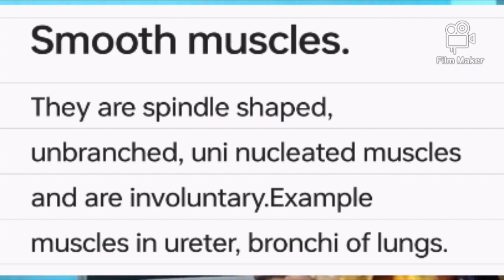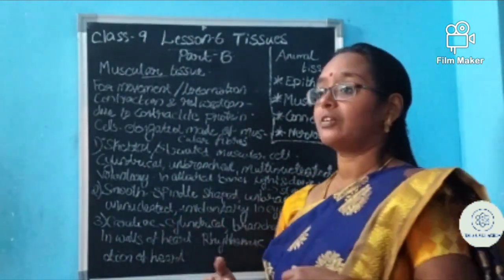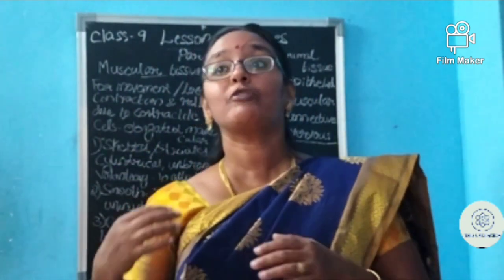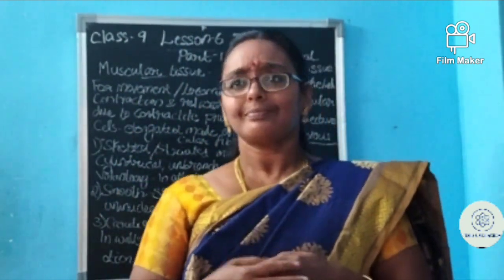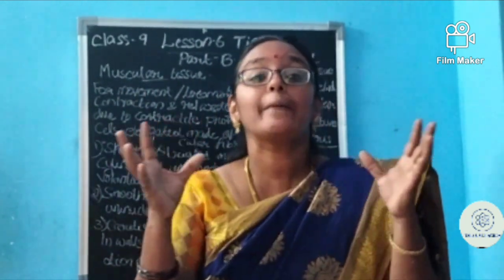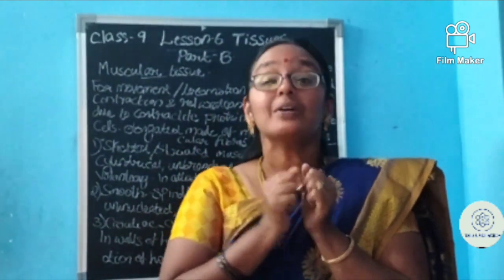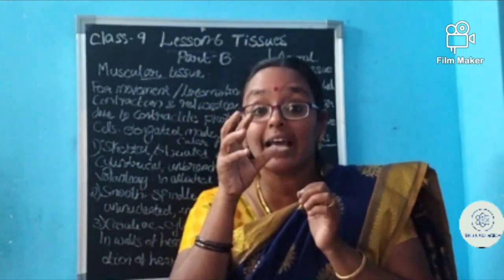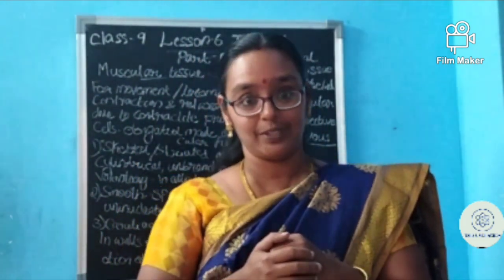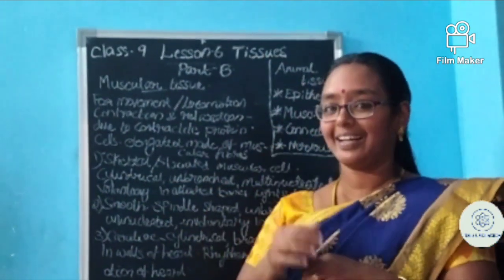So what are the specialties? One, it is spindle shaped, unbranched, and also uninucleated. There we have seen it is multinucleated; here it is uninucleated and involuntary. For example, when we come from light into darkness, you will not be able to see anything properly, right? So your pupils will adjust. This contraction and relaxation of the iris is not under your control. Is it in your control? No. These are controlled by smooth muscles. Okay, did you get the idea?